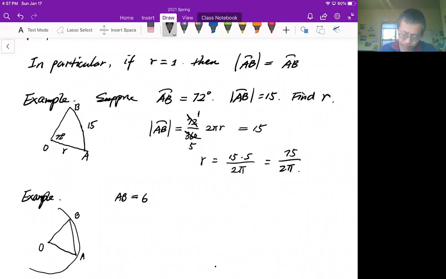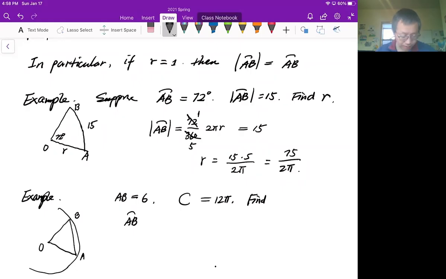Let's see, C means the circumference of the circle. So the circumference of the circle is 12 pi. I want you to find the following. One is the arc measure of AB. The arc measure is an angle.